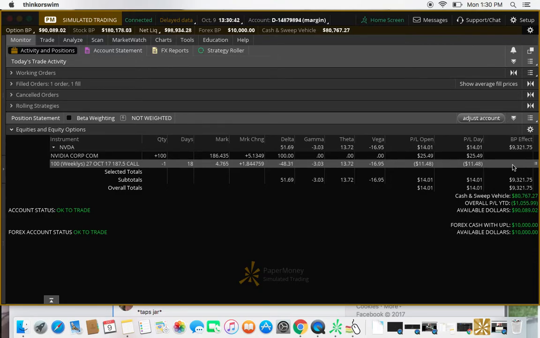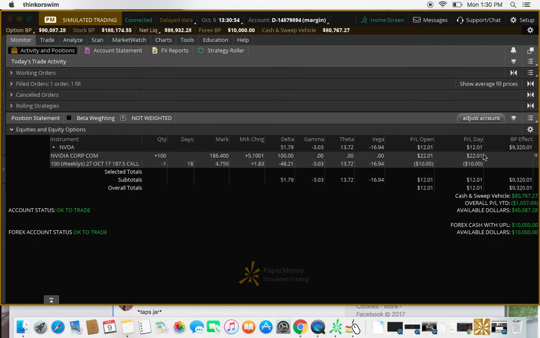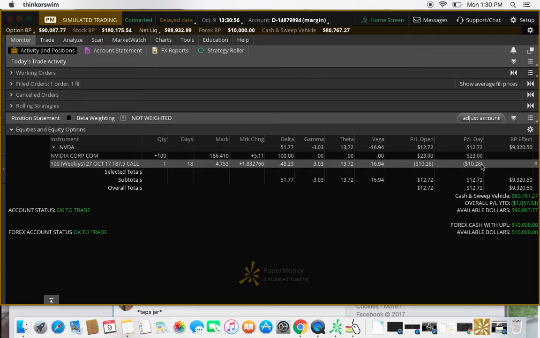We also fill you at the midpoint when you trade paper money, so you get the most favorable fill possible. In a real trade, it might not be quite as favorable. So right here is how much money I'm making, and if it was negative, it would say negative, correct? It's in parentheses when it's a negative amount.